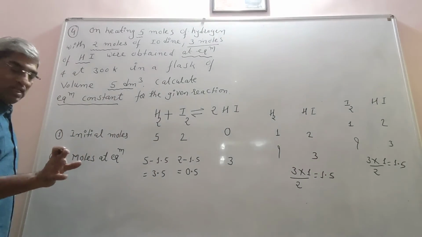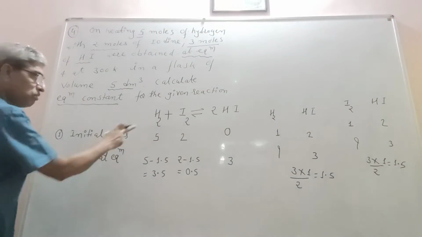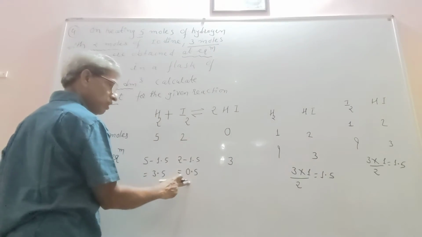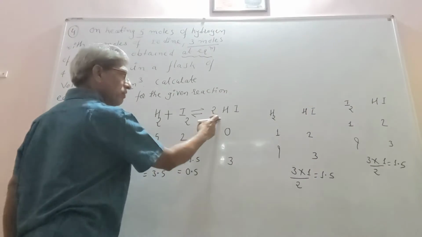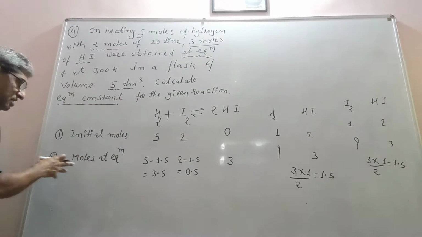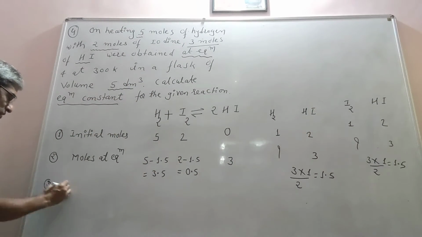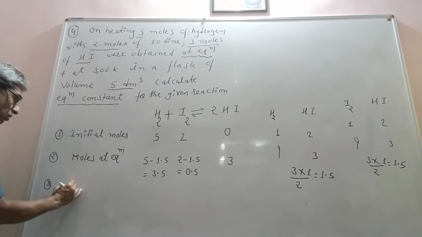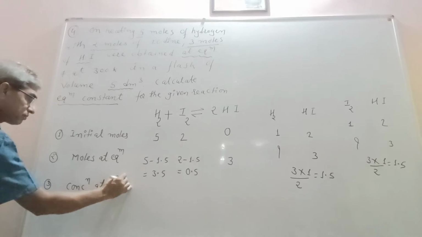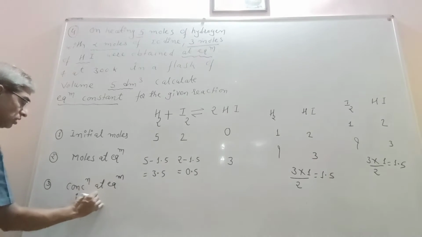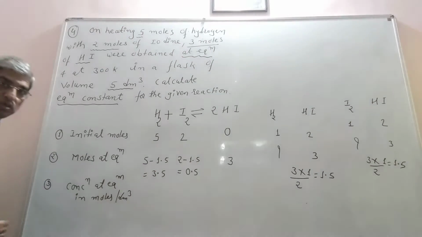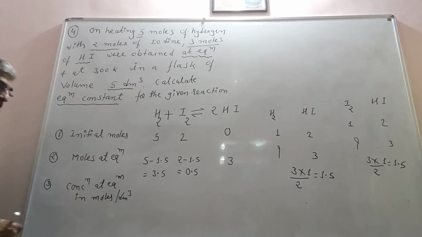Now the conclusion. At equilibrium, how many moles of H2 are left? 3.5. How many moles of I2 are left? 0.5. How many moles of HI are formed at equilibrium? 3. This is the second stage. Now the third step is very simple. Concentration at equilibrium in moles per dm cube.